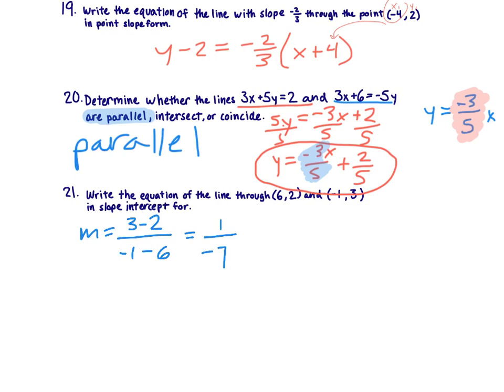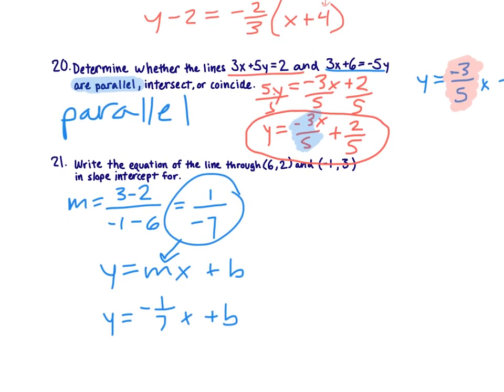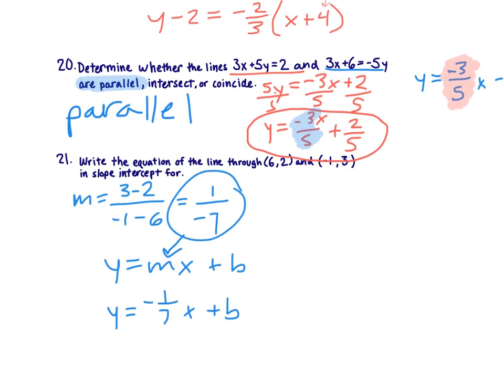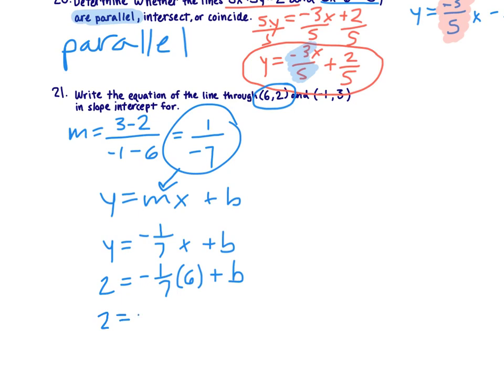So slope-intercept form is y is equal to mx plus b. We found our m, so we can plug this in. So we have y is equal to negative 1 over 7 x plus b. How do we find b? We plug in one of the ordered pairs for x and y. So if we just take the first one, y is equal to 2. So 2 is equal to negative 1 over 7, x is 6, so multiply 6 plus b. And we get 2 is equal to negative 6 over 7 plus b.